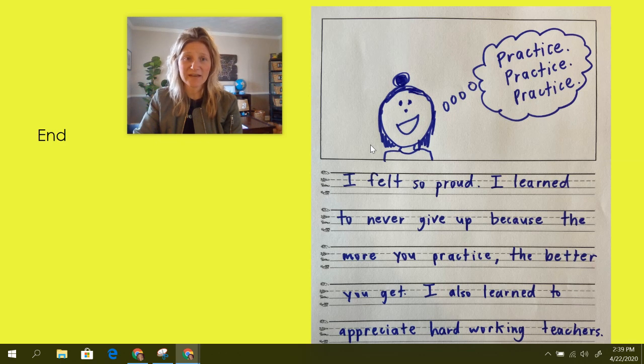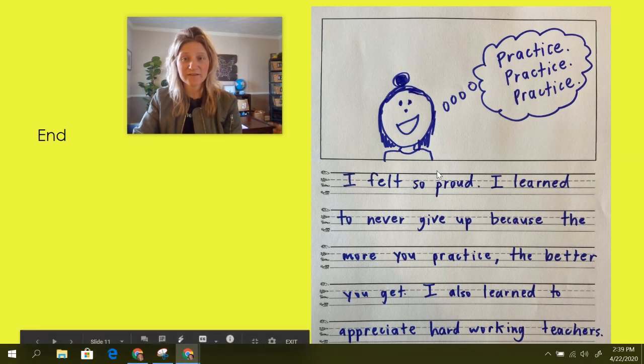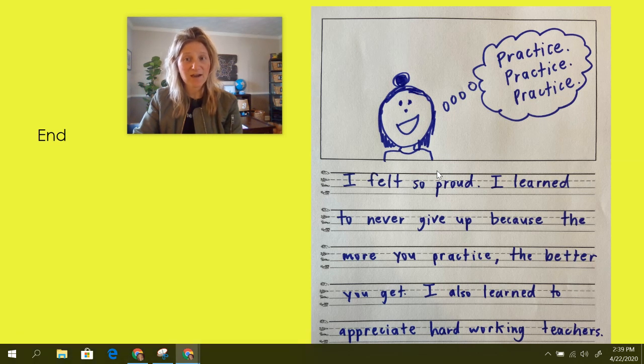The endings are my favorite part of a story because they tell what you learned so that you can be better next time, and they also share your feelings. And I love hearing about how children feel. So please complete your ending for today, and then we'll work on editing next week.